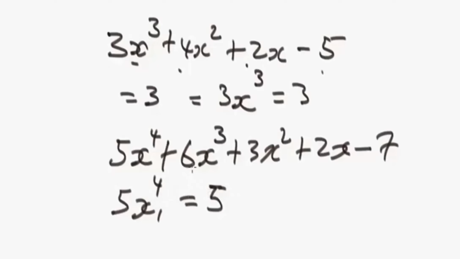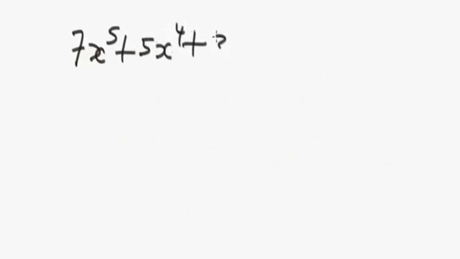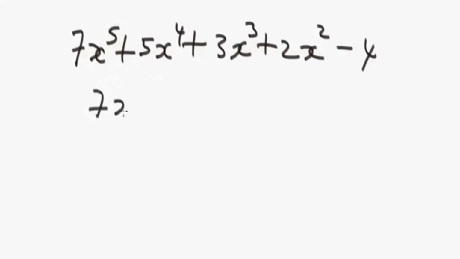And lastly, let's look at what we call a quintic polynomial, in which the highest power of x is 5. Let's look at an example of a quintic polynomial. We have something like 7x to the power 5 plus 5x to the power 4 plus 3x to the power 3 plus 2x squared minus 4. This is a quintic polynomial. The highest power is 5. Having known this, the leading term here will be 7x to the power 5, and the leading coefficient will be 7.